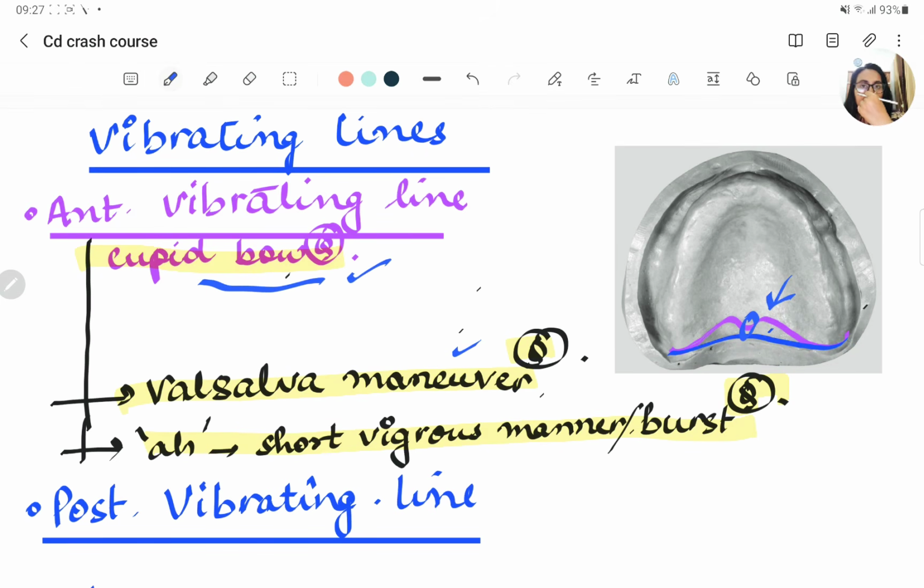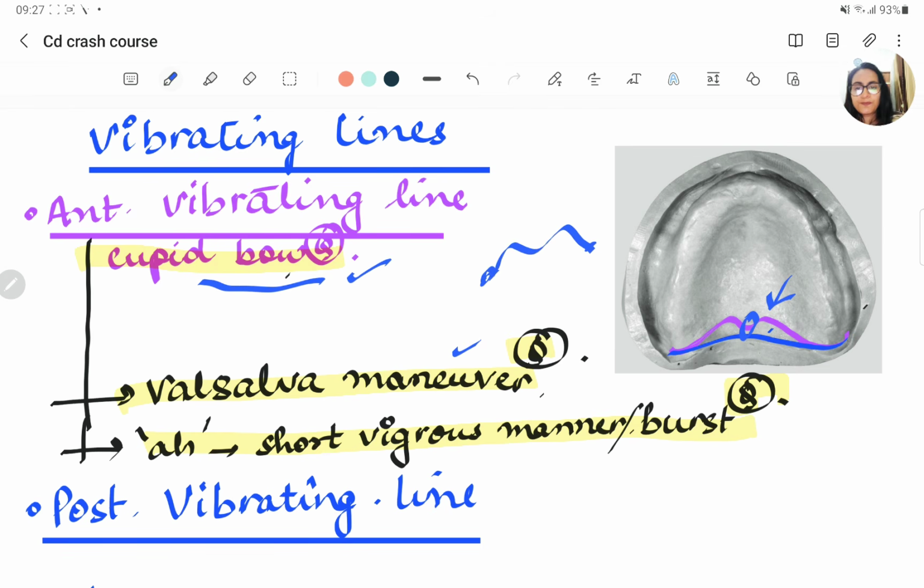That is, we ask the patient to close the nostrils or to close the nose and then blow it. Therefore, we observe the immovable to slightly movable part of the soft palate. Basically, from where the hard palate stops to the slightly movable part of the soft palate is our anterior vibrating line. From immovable to slightly movable is the anterior vibrating line, and the line is shaped like a cupid bow, like an arrow, right?